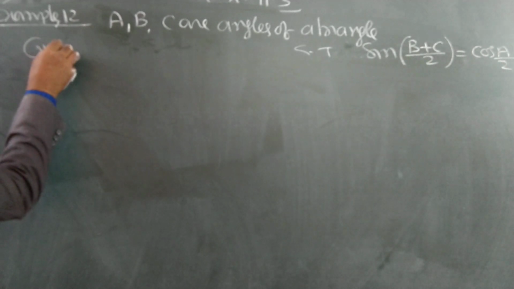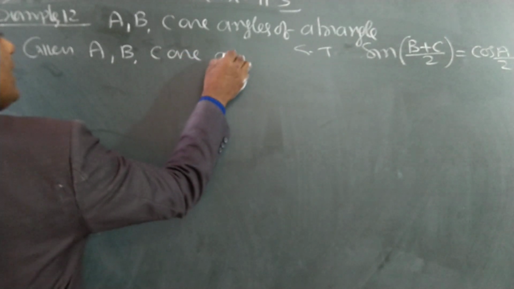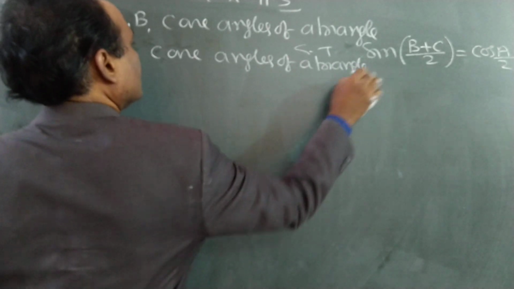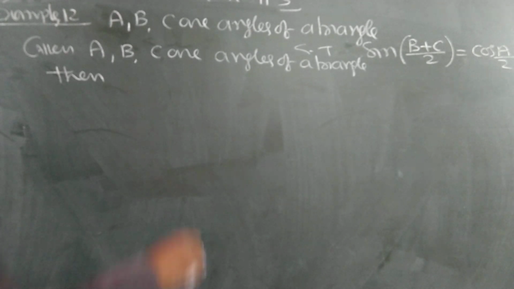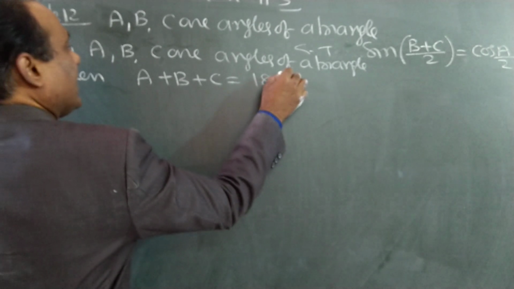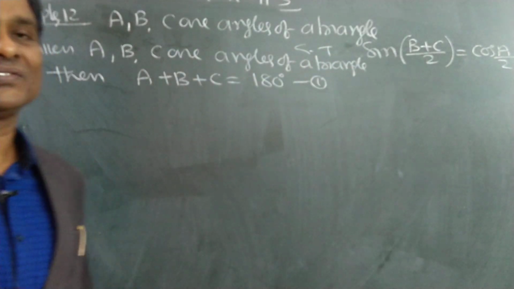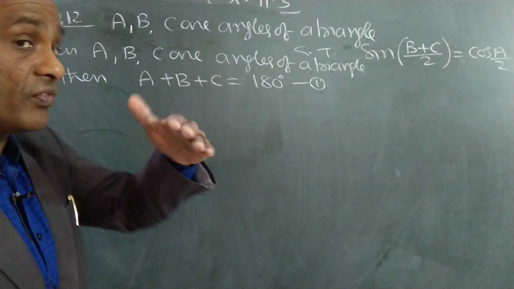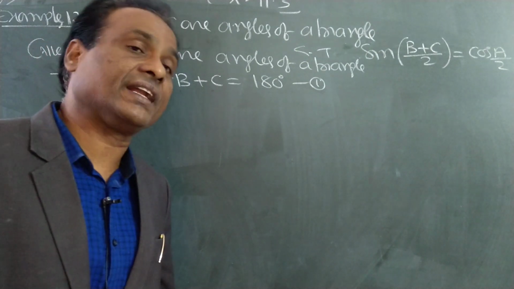So here, given A, B, C are angles of a triangle. If A, B, C are angles of a triangle, what is the condition? The sum of three angles in a triangle is 180 degrees. Just now we solved one problem. A, B, C are angles of a triangle, so the sum of the three angles is 180 degrees.